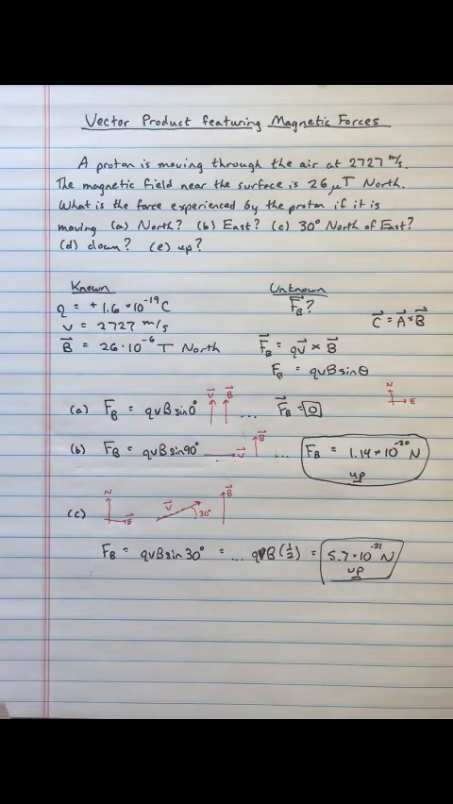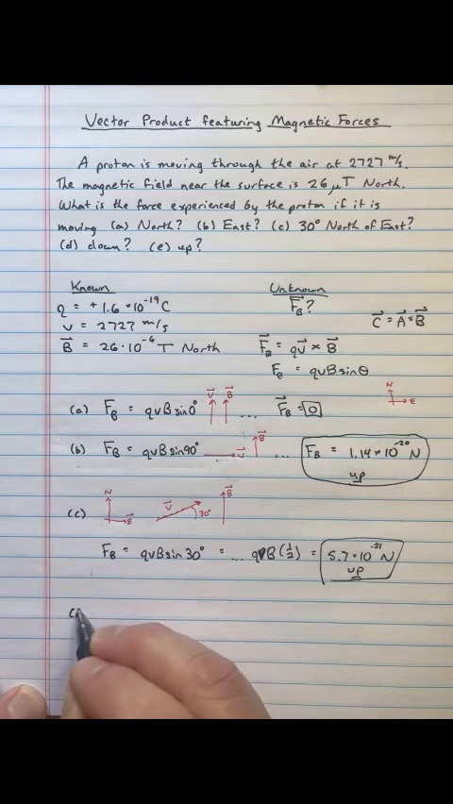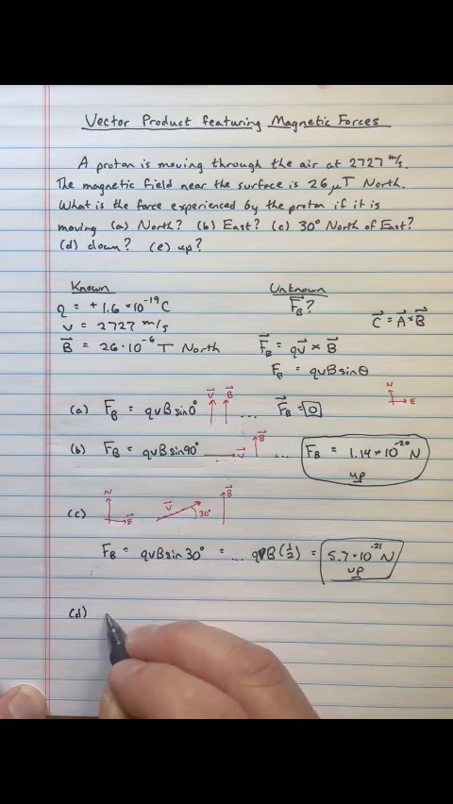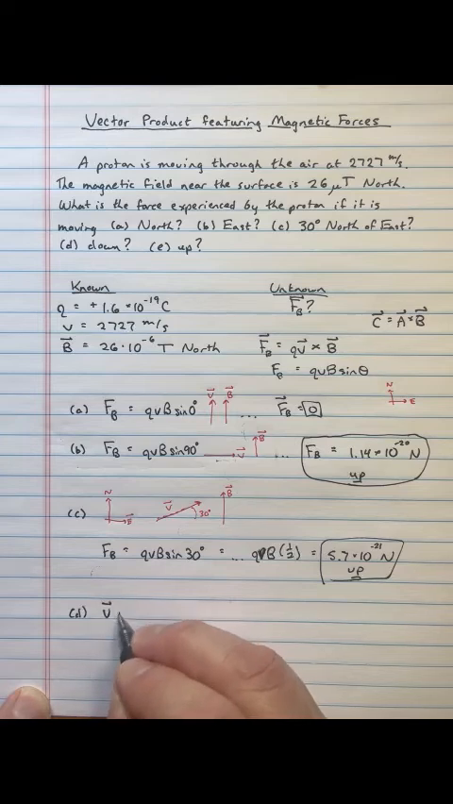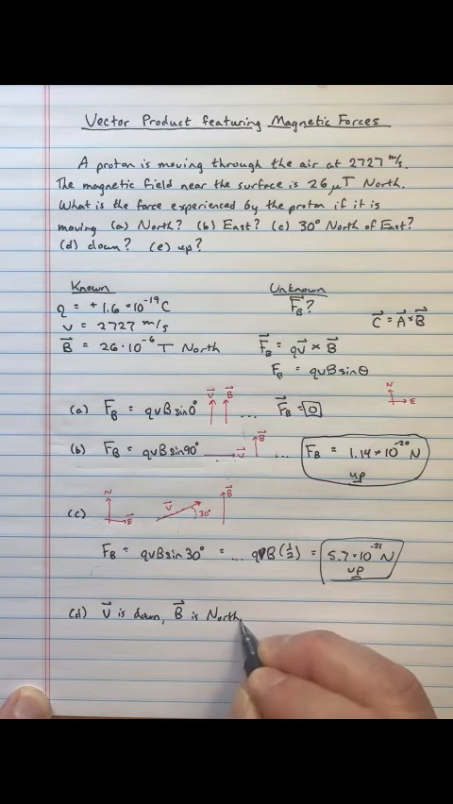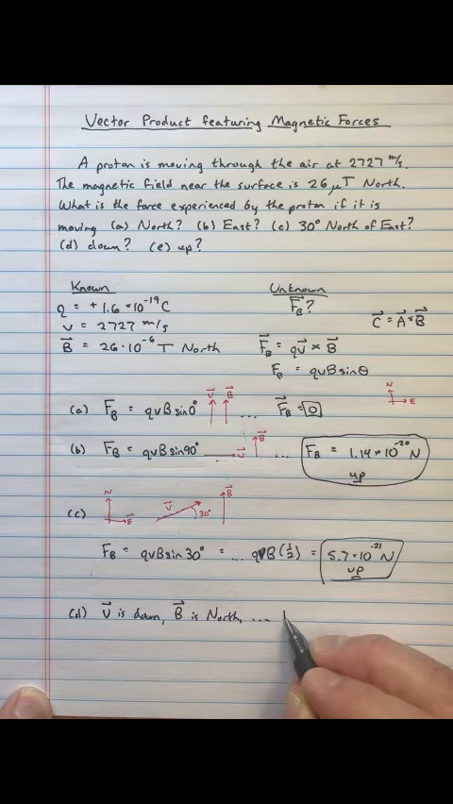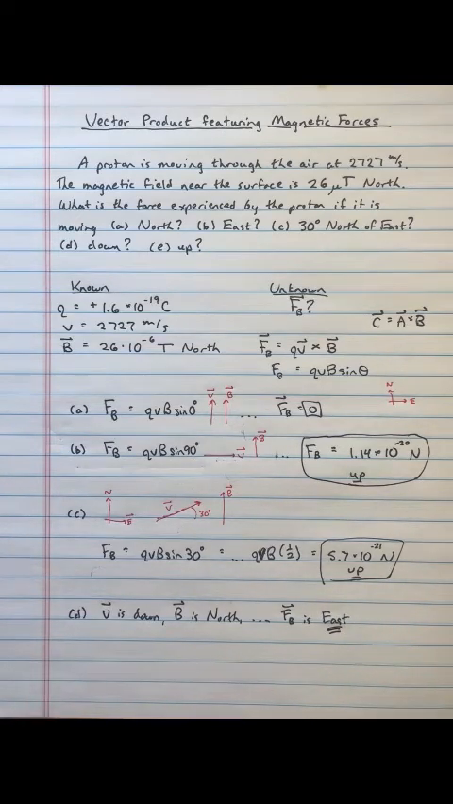So, if the original velocity is down, then the direction is to the right. So V is down, let's write that out, and B is north, then the magnetic force direction is to the right, or in this picture, to the east. Okay. Notice how that worked. One more example here.